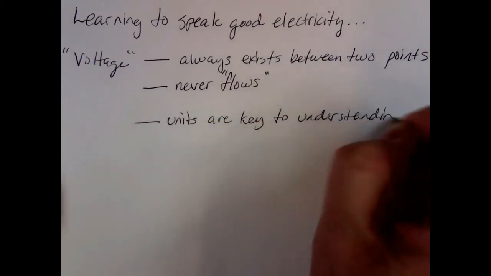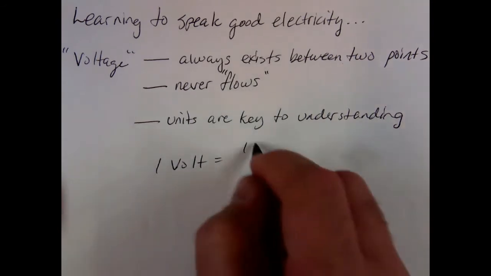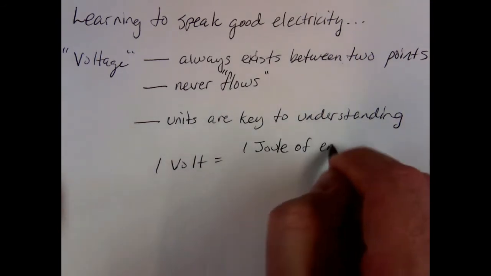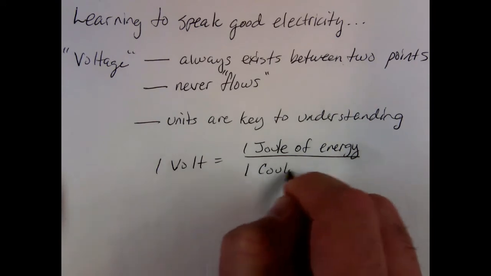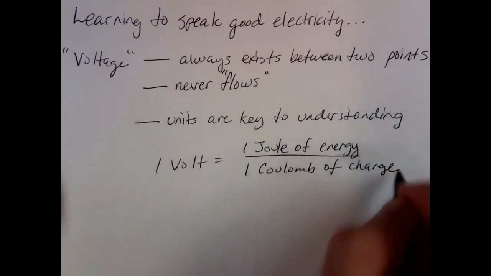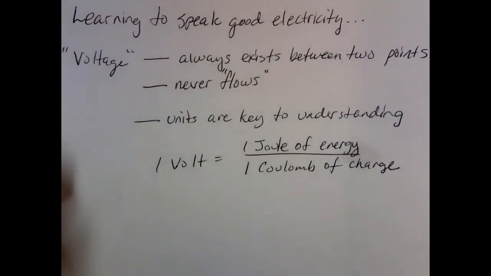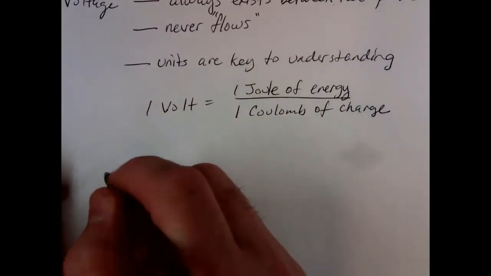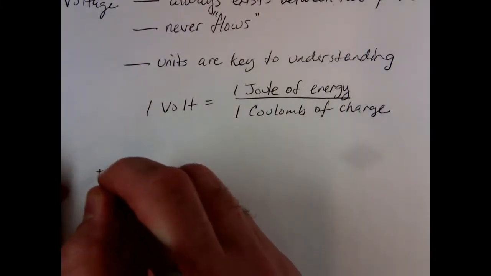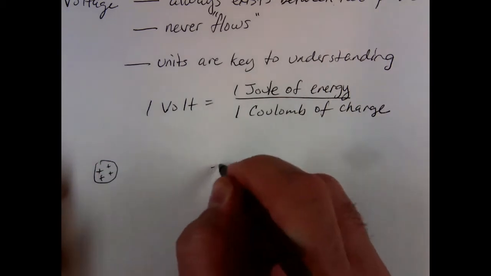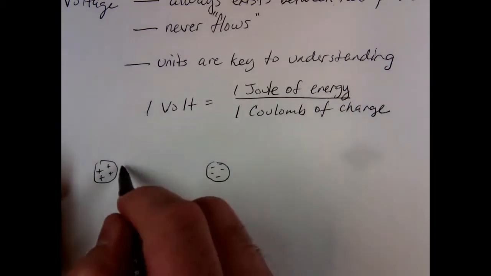Voltage always exists between 2 points. It's a very common mistake to say, well, the voltage flows here or the voltage flows there. No, the voltage doesn't flow. The voltage always exists across an expanse between 2 points. The volt, 1 volt, then is equal to 1 joule of energy per 1 coulomb of charge.